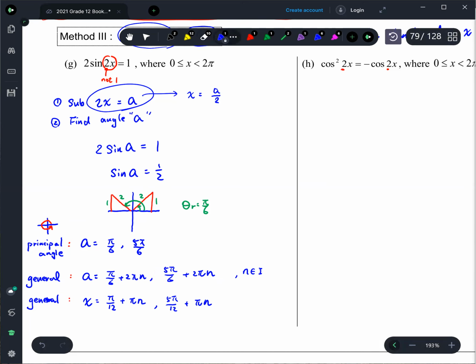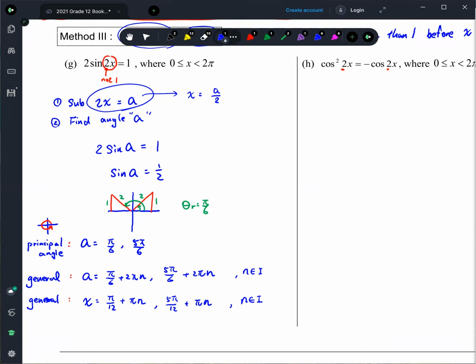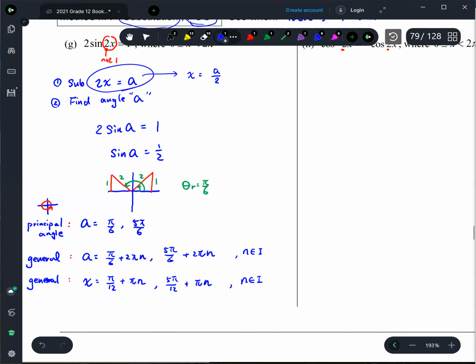Okay, can you raise your hand if you understand why we divide by 2? So if it's 3x, you need to divide by 3, okay? If it's 5x, you need to divide by 5. All right, so depending on the question. Callum, Eric, Marcus, and Nicholas, any questions?